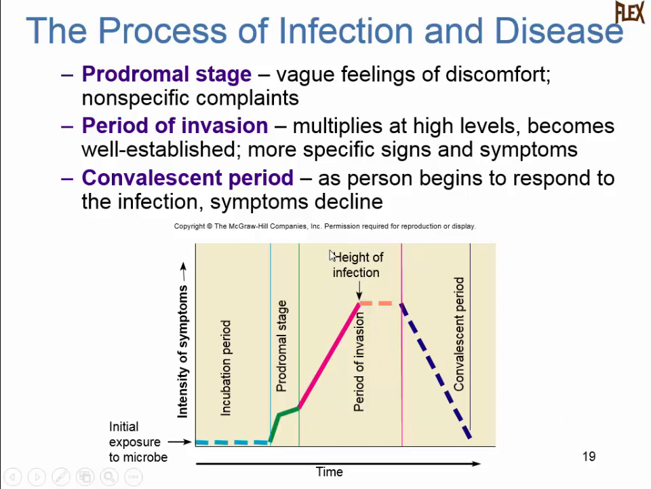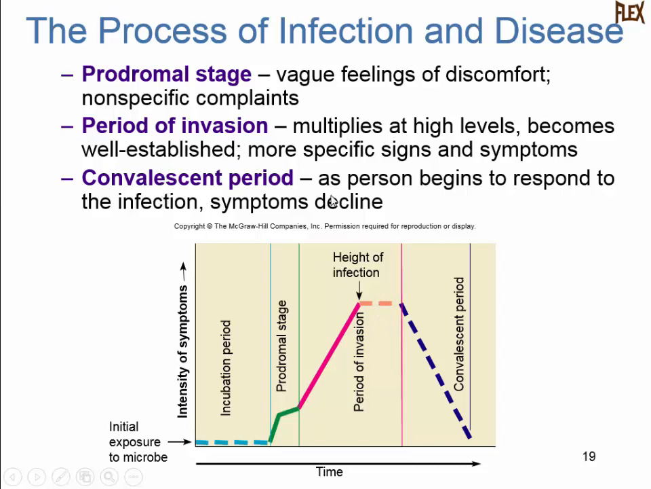Then eventually your microbial load will reach the height of infection. When we compare it to the bacterial growth chart, this would correlate to the exponential growth period. This is when the microbe is growing, and then eventually it reaches its height before going into the stationary period. And so the period of invasion consists of the logarithmic period, so exponential growth, as well as the stationary period. After we reach the stationary period, where the rate of microbial growth is the same as the microbial death, we then move into a convalescent period.